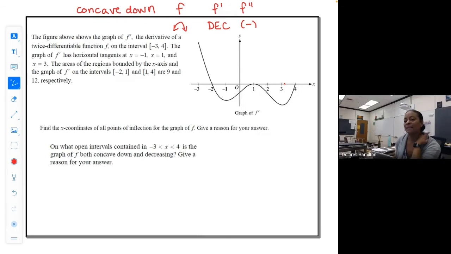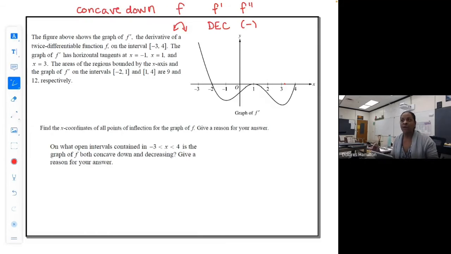Now let's look at that second question. And I put that information there. I'm going to add a little bit of information in a second. That second piece, which we've seen before, is asking us over what interval from -3 to 4 is the graph of f both concave down and decreasing. And remember, I want to justify this with f prime because that's what's provided.